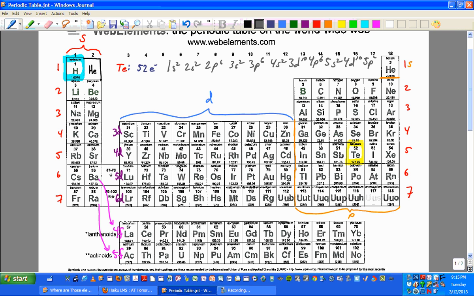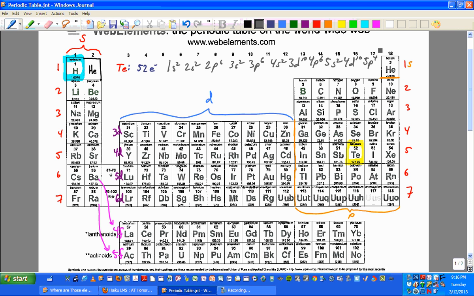5p1, 2, 3, 4. Now, just to be sure that we did this right, I should come up with 52 electrons. So what I'm going to do is add up the superscripts. So it's 2 plus 2, that's 4, plus another 6 is 10, 12, 18, 20, 30, 36, 38, 48, plus 4 is 52 electrons. Got it all covered. You might want to spot check them every once in a while.